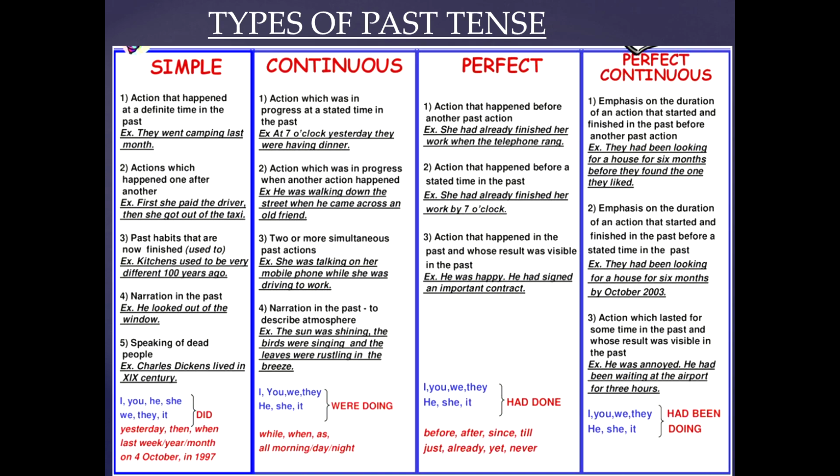And another one, emphasis on the duration of an action that started and finished in the past before a stated time in the past. They had been looking for a house for 6 months by October 2003. Here also the emphasis is given on the duration of an action that started and finished in the past before a stated time in the past, right? And see the last one, action which lasted for some time in the past and whose result was visible in the past itself, right? He was annoyed, he had been waiting at the airport for 3 hours. He was annoyed, but what was the reason for his annoyance, right? He had been waiting at the airport for 3 hours. That describes the reason for his annoyance. So here also we use the past perfect continuous tense.